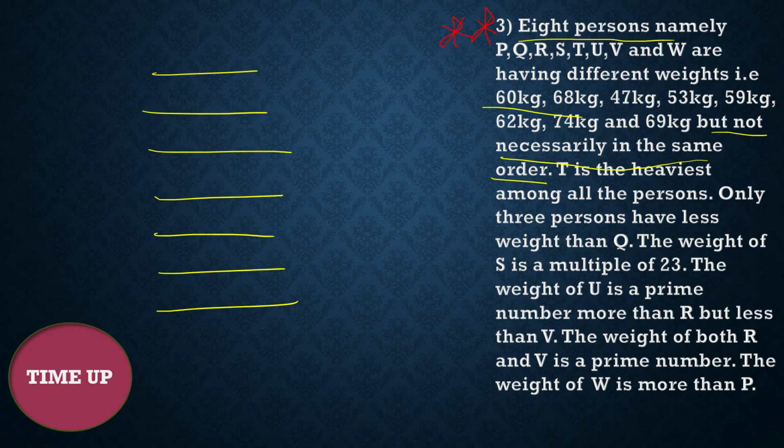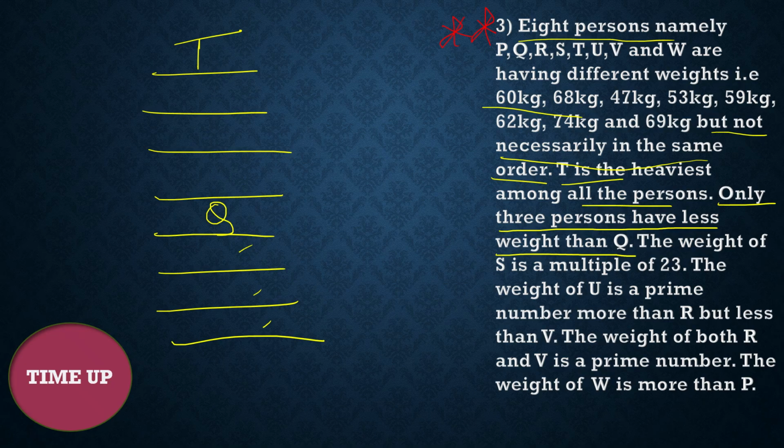T is the heaviest among all the persons. So T will be at the top. Correct. Only 3 persons have less weight than Q. Only 3 persons are having less weight than Q. 1, 2, 3. So Q will be placed here.